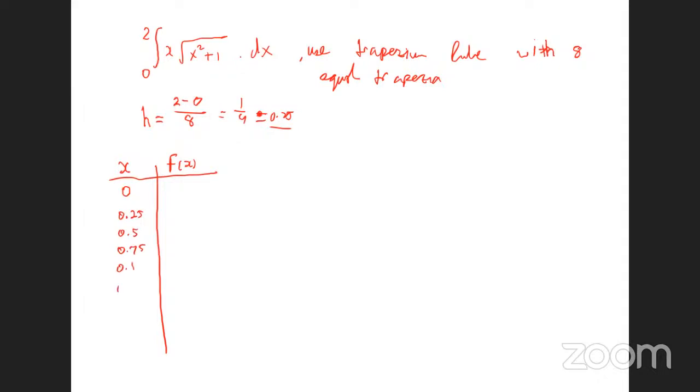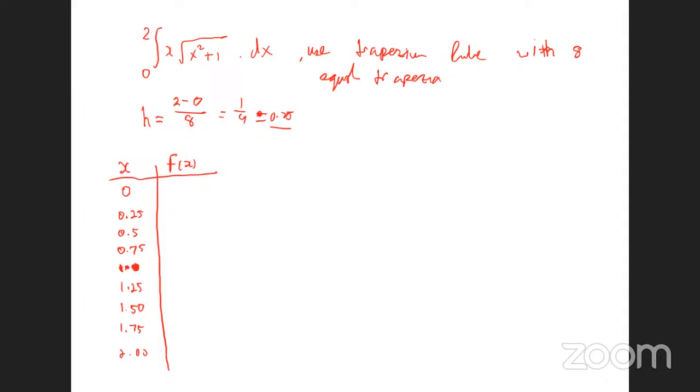1.0. Wait, that's wrong, I meant 1.0, then 1.25, 1.50, 1.75, and 2.0. Right? We have our trapezia there. And then all we have to do is plug in 0 here, plug in 0.25 here, plug in 0.5, plug in 0.75. That's all we're doing.